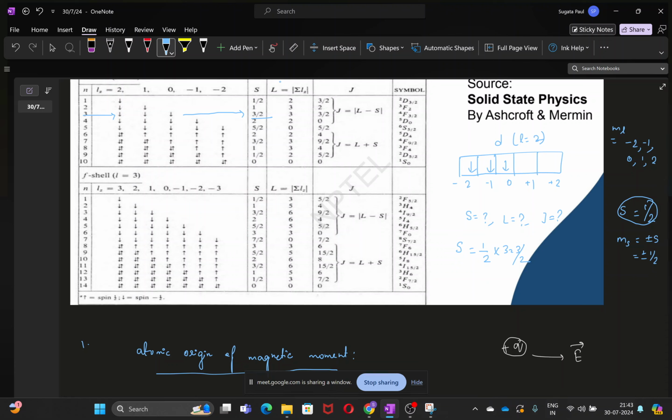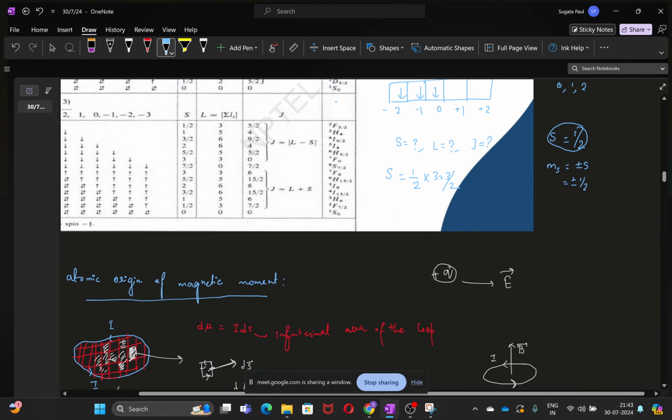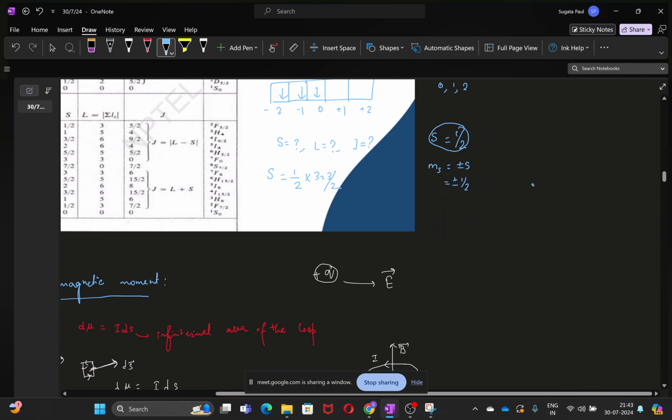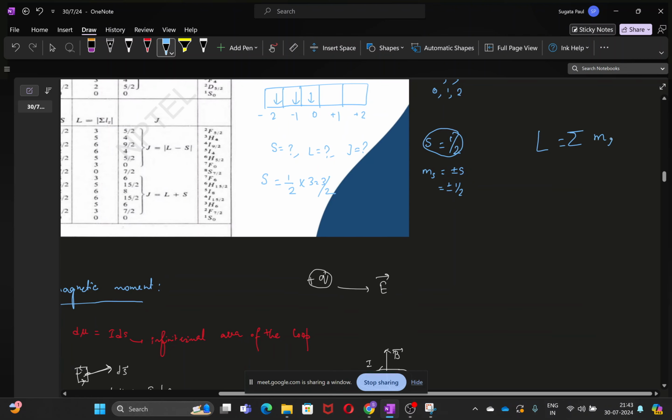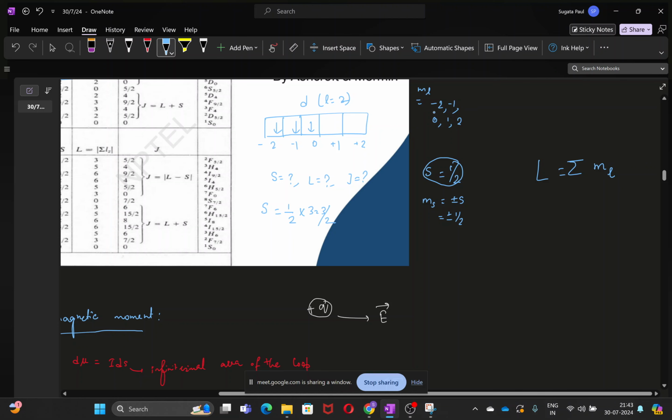Now we have to calculate the L. The formula of L is written here, that capital L you have to calculate by taking the sum of all the small lz values, right? Small lz means basically the ml values. So your capital L is basically the sum of the small ml values over all the compartments and electrons. And ml values are these values, -2, -1, 0, +1, +2, depending on which compartments the electrons are occupying. Okay, so there are 3 electrons with -2, -1 and 0.